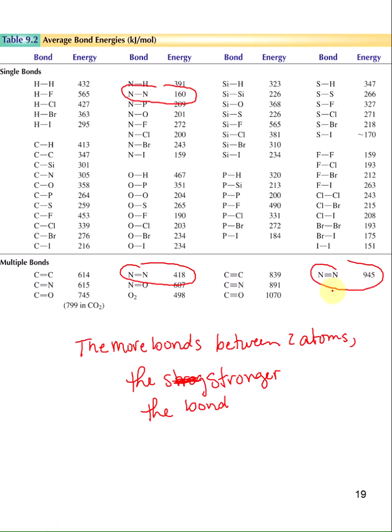So notice for the nitrogen-nitrogen triple bond, if I want to break that bond, I have to put in 945 kilojoules per mole. But if I want to break a double bond for nitrogen, it only requires 418. And if I just have a single bond between the two nitrogens, I only have to put in 160 kilojoules for every mole of nitrogen-nitrogen bonds.